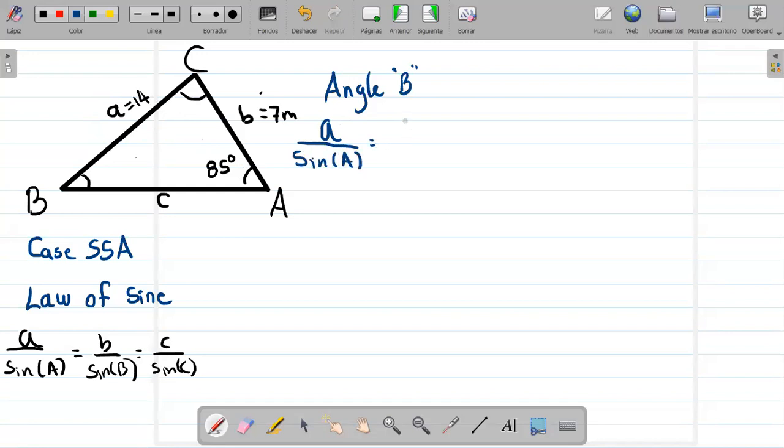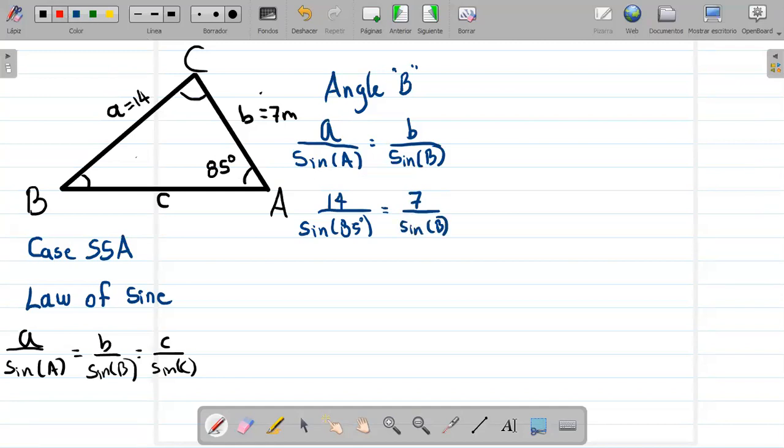So we're going to use this one: a over sine of A equals b over sine of B. Of course, we have a lot of information here. We have a, which is 14, over sine of 85 equals b, which is 7, over sine of the angle B. We don't know the angle B, and that's what we want.